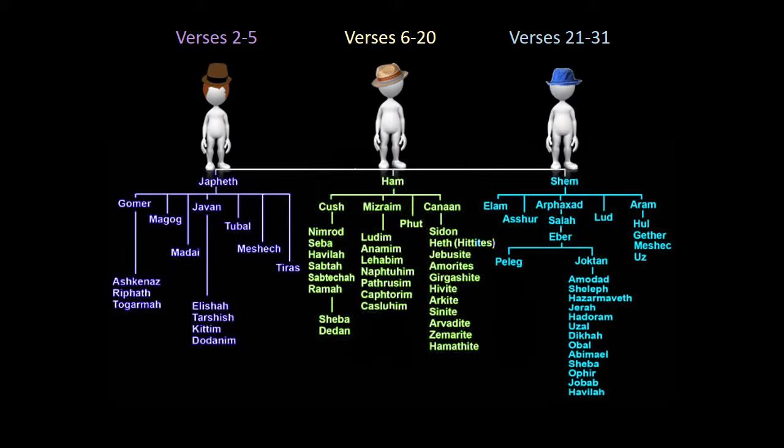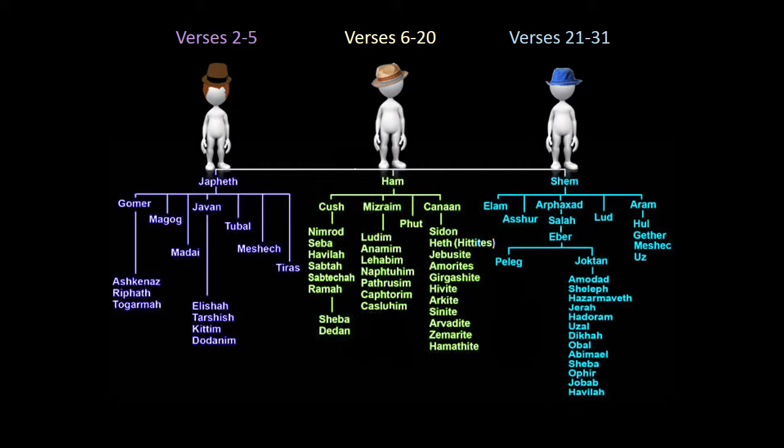And then in verses 21 to 31, we have the nations descended from Shem. 26 nations. They're called Semites. They include the Chaldeans, the Assyrians, the Persians, and of course, the Hebrews.